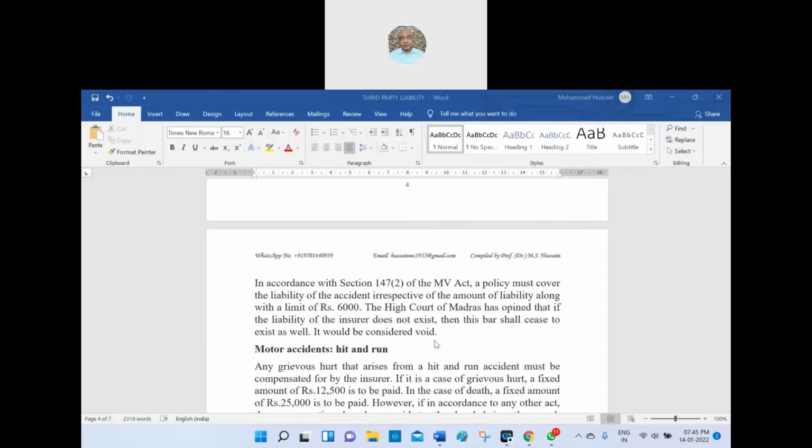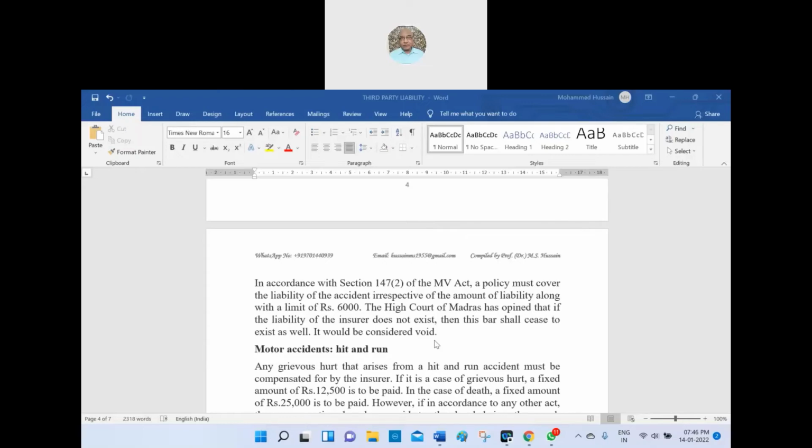See, in any case, if there is insurance, then definitely the insurance company will pay. Later on, they will determine whose fault the accident was. From there, they will try to reimburse. The High Court of Madras has opined that if the liability of the insurer does not exist, of course, when there is no such contract between the insured and the insurance company, then this bar shall cease to exist as well. There will be no liability. It will be considered void because it is not covered in the insurance company contract.